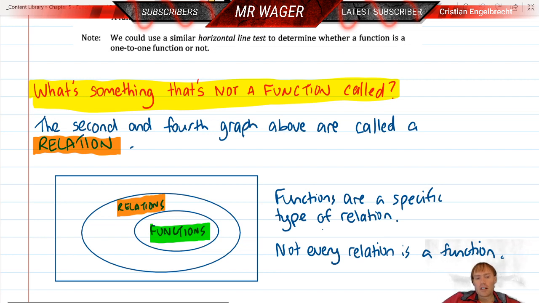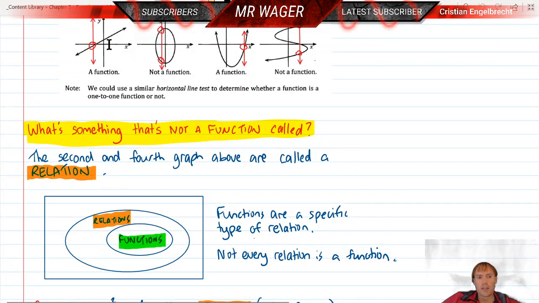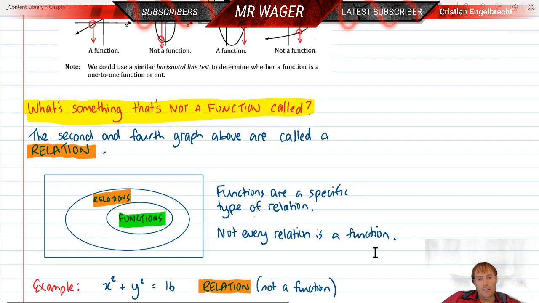But within the relations, there is a specific type called functions. And they are what we've just talked about, these type of things. That's a function there, that's a function there. But these two graphs, they don't fit in the function mold, so therefore they would fit in this region on the outside. They are a relation, but not a function. So not every relation is a function, but every function is a type of relation, if that makes sense.